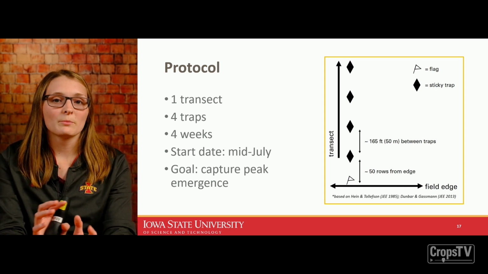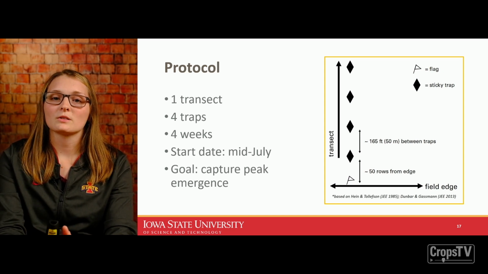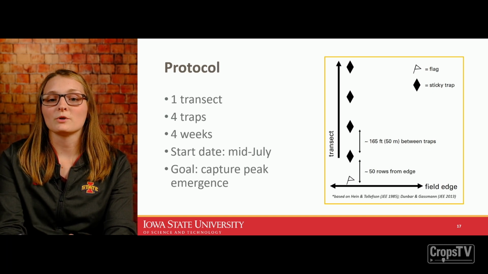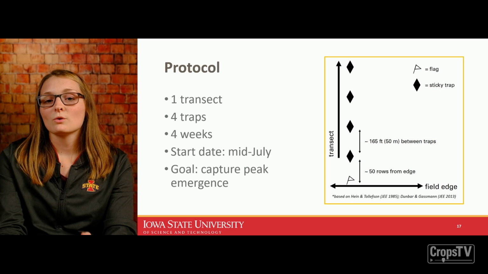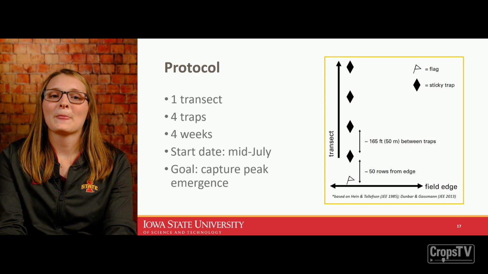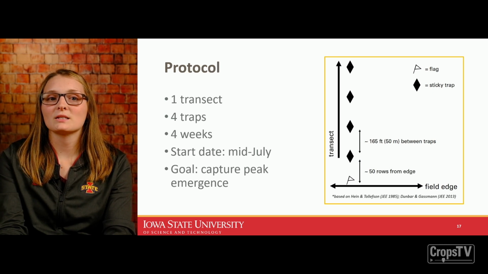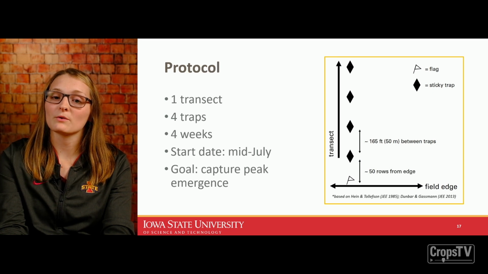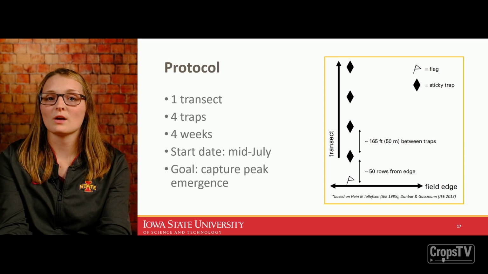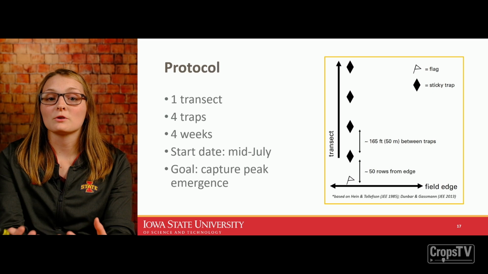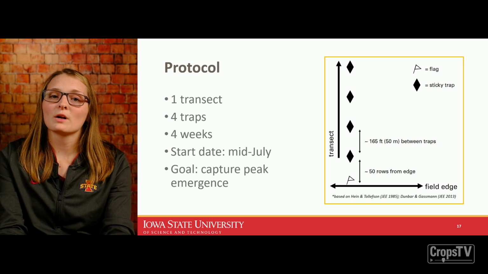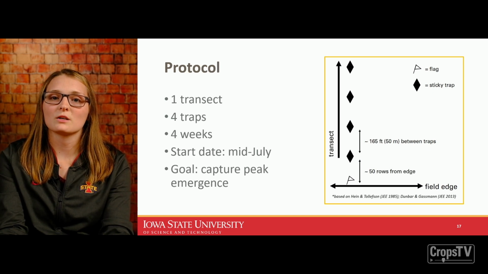So we aimed for about mid-July, but we told cooperators to do what was best for them because we wanted to capture the peak emergence period of corn rootworm. Corn rootworm emerge for a period of 6 to 8 weeks, and obviously if we're trapping for 4 weeks, we're not going to capture the whole thing, but we're hoping to capture the peak. So what we wanted farmers and agronomists to do is to try to time placing those traps out such that you would get that peak emergence.